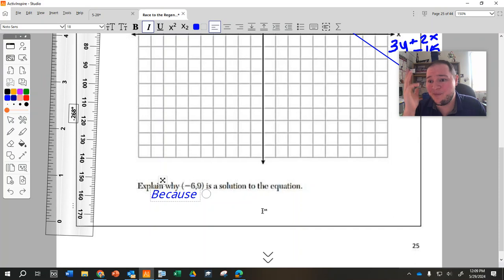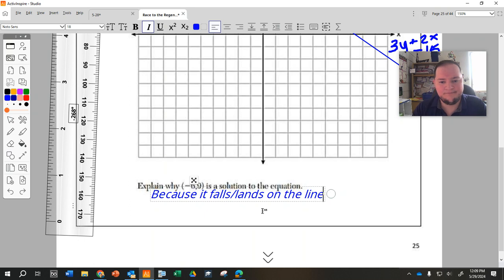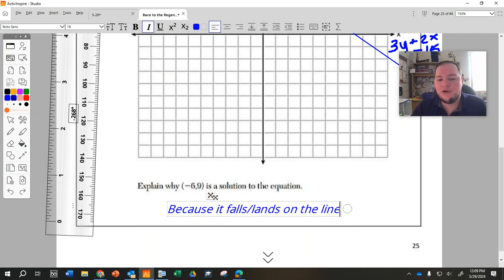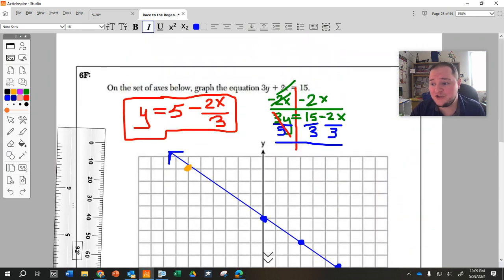Mine's going to be, I'm going to start with the word because. Because it falls, lands on the line. You can write a little more. You can say negative 6 comma 9 is a solution because that point lands on the equation, and then you can talk about it too. But realistically, you got that, you got points. Okay, because it lands on the line. Okay, that's the whole question. Okay, so nice graph, follow up, and you're all done.